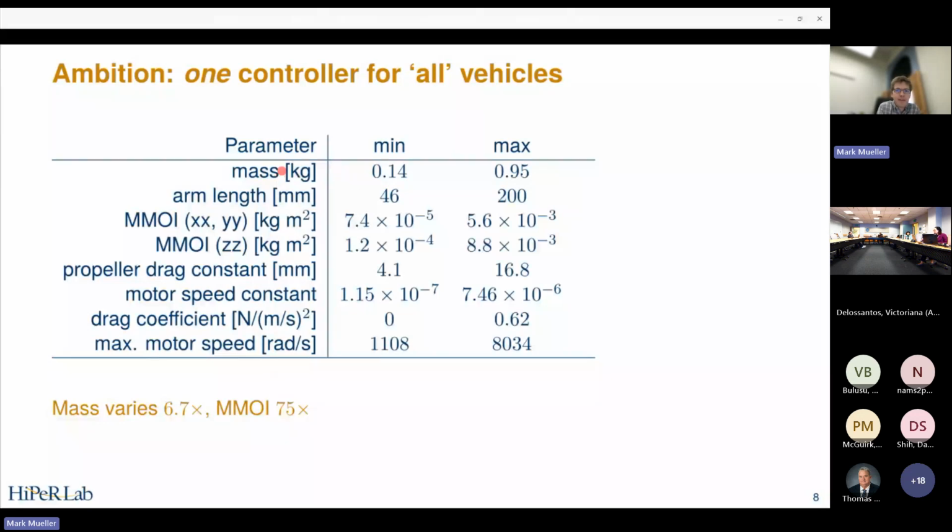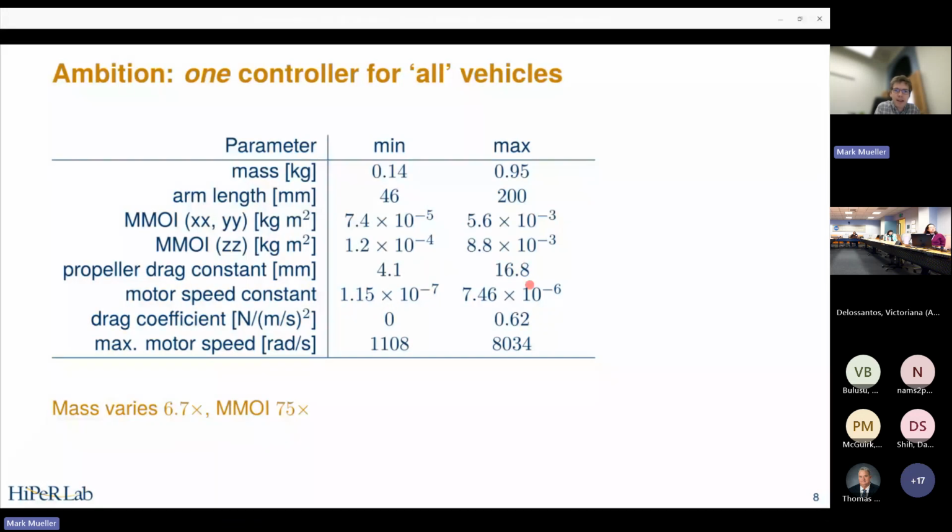We're looking at systems that have mass varying by a factor of 8 approximately here, right? So a small vehicle for us here that we can fly in the lab might be 140 grams, a big vehicle on the order of a kilogram. In terms of size, you might have a small vehicle which has around 50 millimeters arm length to 200 millimeters. And you can, from this table, see that we're looking at controlling vehicles that are substantially different, right? So mass moment of inertia here differing by 2 orders of magnitude.